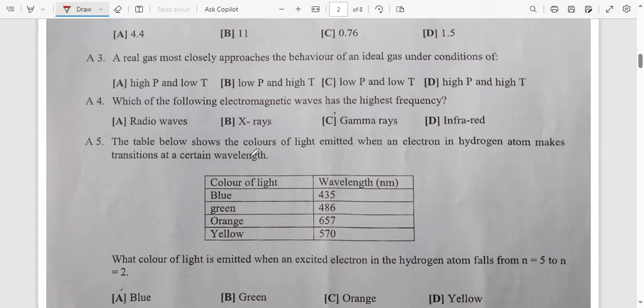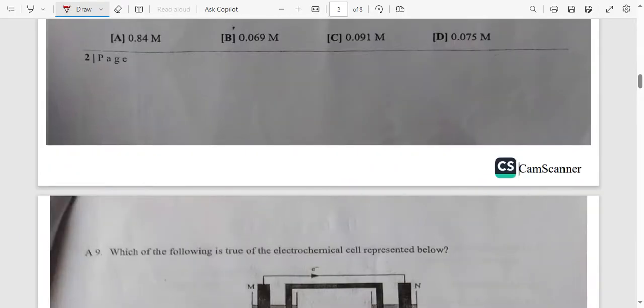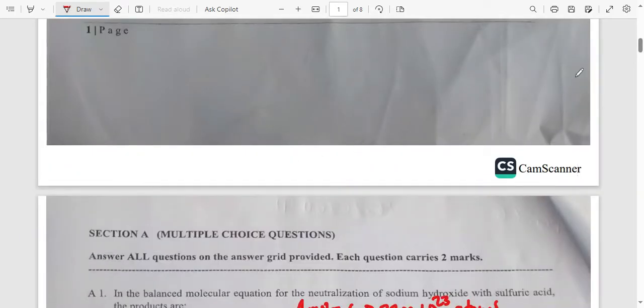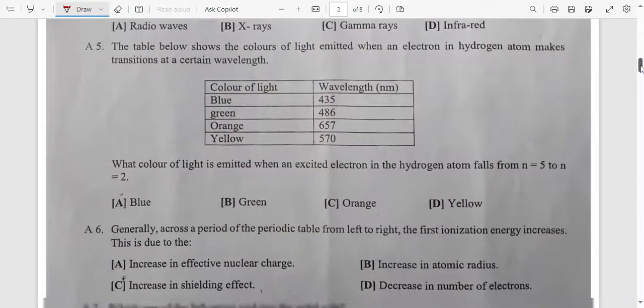The table below shows the color of light emitted when an electron in a hydrogen atom transitions at a certain wavelength. What color of light is emitted when electrons in the hydrogen atom fall from n equals 5 to n equals 2? They've already given us the wavelengths here. Now, they also told us that an electron moves from n equals 5 to n equals 2.